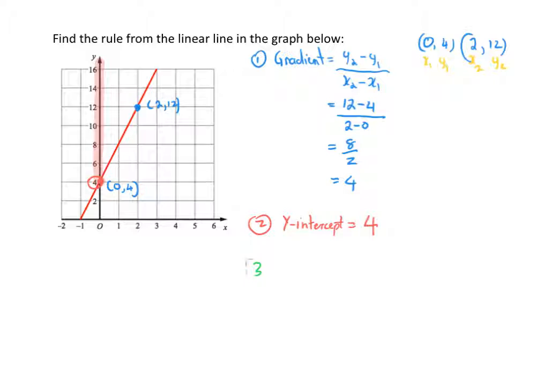So my third step in finding the rule is to substitute those values into the formula mx plus c. So y is equal to my gradient, so 4x plus my y-intercept of 4. So the rule of the line from the graph is y equals 4x plus 4. So that's an example of how we can use a line from the graph and determine its rule.